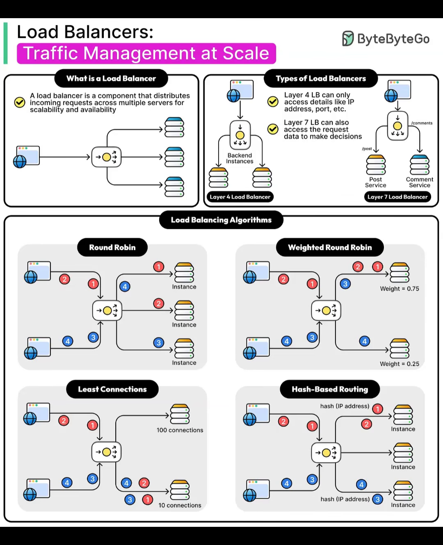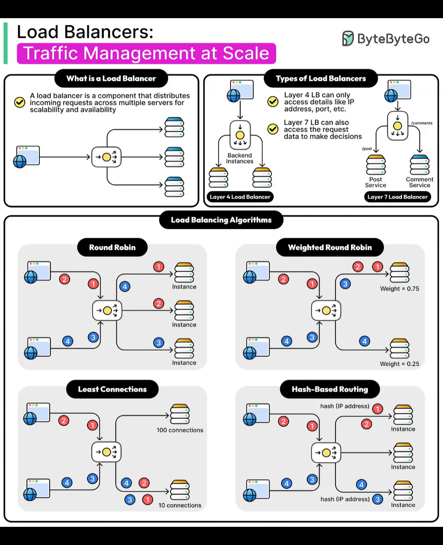Clients hit a single endpoint. The balancer decides which instance should handle each request and monitors health to avoid sending traffic to dead or slow nodes. Because the balancer is the traffic cop, it can also terminate TLS, standardize headers, and enforce policies like rate limits or timeouts before requests hit the back end.